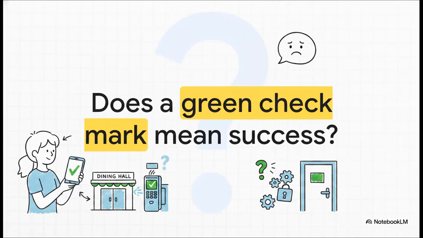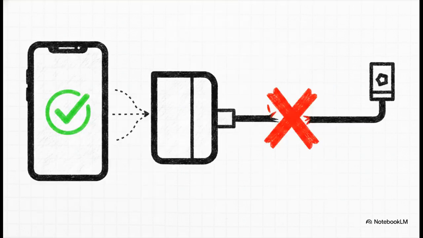Let's talk about another incredibly common scenario. A student taps their phone at a dining hall or a door, a big green checkmark pops up on the screen, but nothing happens. They're going to look at you and say, "But I got the green checkmark, it worked." So does that checkmark actually mean the transaction was a success? Nope, not at all. This is a massive myth that you need to be fully prepared to bust.